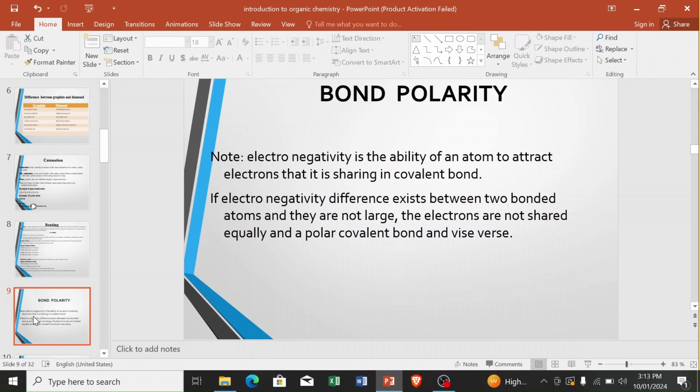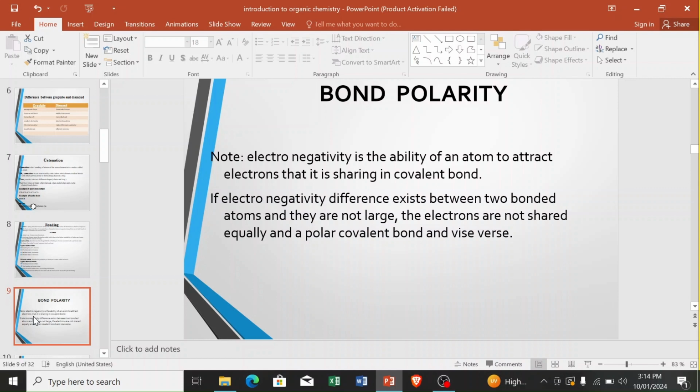After we have looked at bonding, there is need for us to know what bond polarity is. But before we know what bond polarity is, there is need for us to know what we call electronegativity. What is electronegativity? It is the ability of an atom to attract electrons. We know that bonding is the lasting attraction of electrons or atoms, ions in a molecule to form a chemical compound. However, electronegativity is the ability of an atom to attract electrons that it is sharing in a covalent bond.